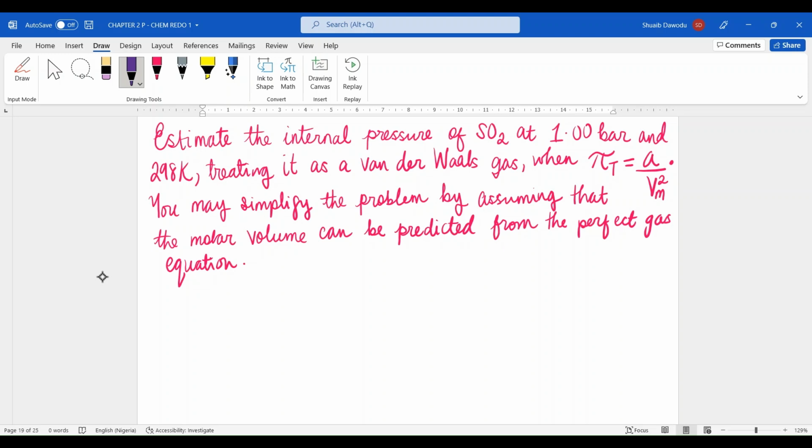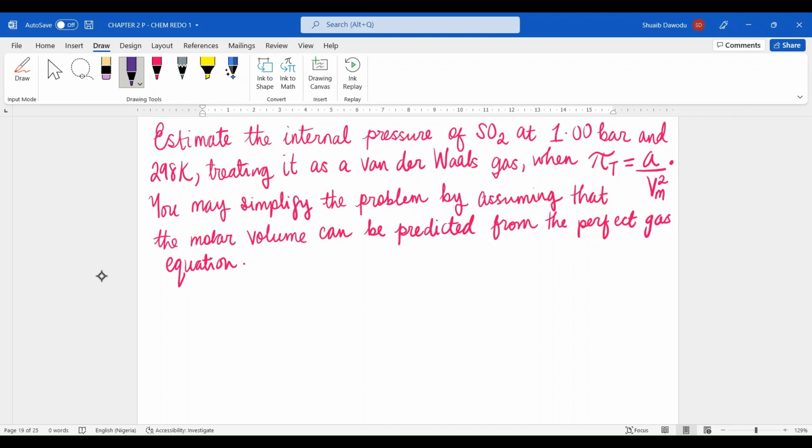Today we're going to be working on the question on the screen that says estimate the internal pressure of SO2 at 1.00 bar and 298 Kelvin, treating it as a van der Waals gas when pi T equals A divided by Vm squared, where of course A is simply a van der Waals parameter, and Vm is just the molar volume, and pi T is the internal pressure.